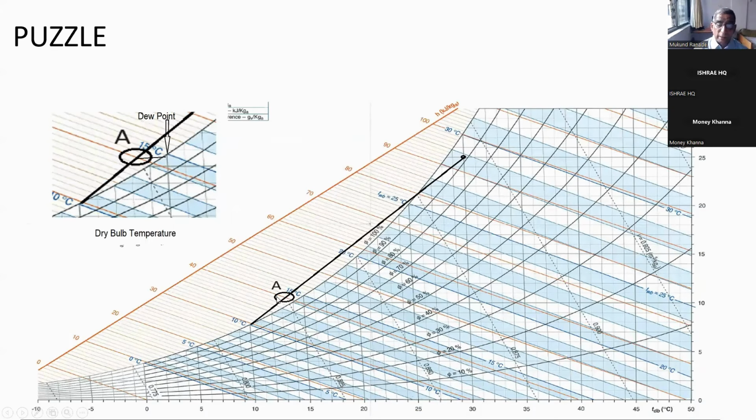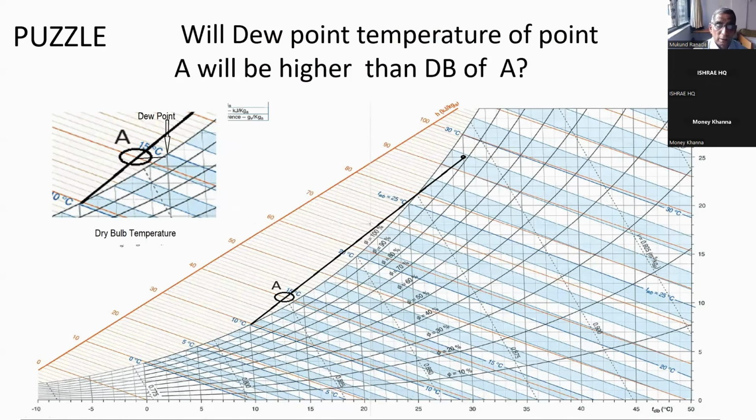Now what is the puzzle? It is quite sure that many of you have seen that fog, because the final point lies in this region, which is the fog region. Now the puzzle is, if I want to find the dew point of this temperature, let us say if I draw here, the dry bulb temperature is something like 14.5 degrees centigrade.